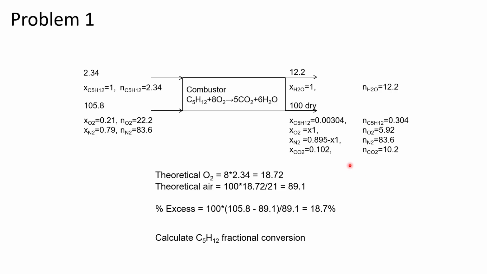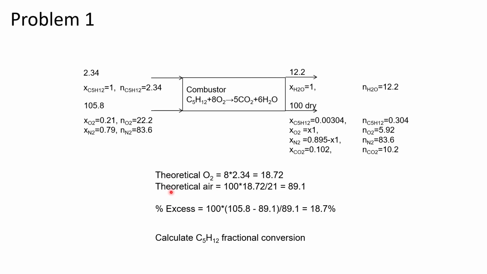Okay, hope you took a moment to do that. The theoretical oxygen we can calculate by taking the moles of pentane that have been fed, which is 2.34, and then multiplying it by the ratio of the stoichiometric coefficients in the combustion reaction for oxygen and for pentane. So we're going to take 2.34 and multiply by the coefficient for oxygen, which is 8, divided by the coefficient for pentane, which is 1. So what we're doing is just multiplying by 8. We need 8 oxygen molecules per pentane molecule, so we need 18.72 moles of oxygen to be fed to this process to provide the theoretical oxygen.